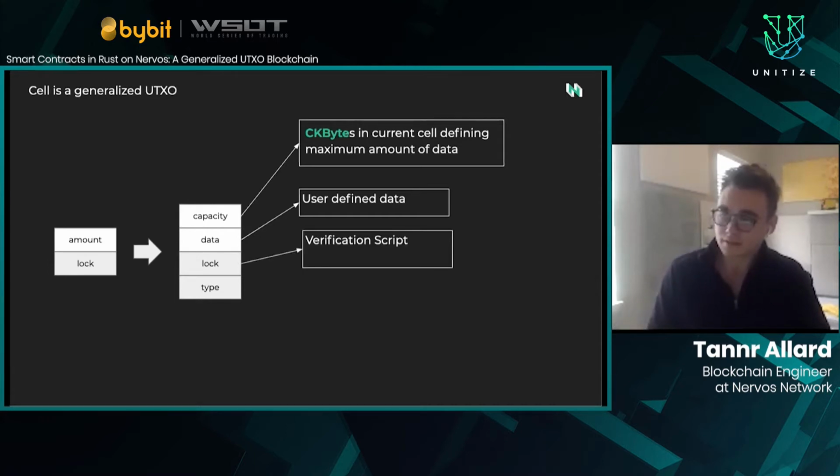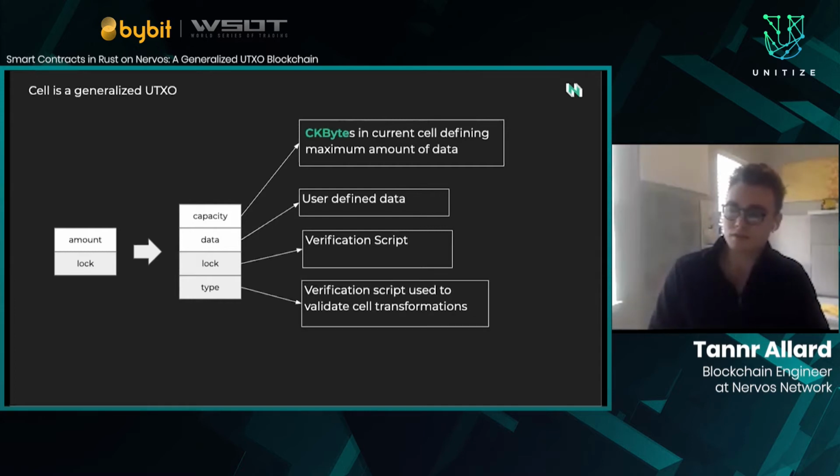Lock is similar to what you think about with UTXO lock scripts. So in order to spend or consume a cell, you need to be able to unlock it, right? And type is an interesting addition, which is another verification script. It's used to validate cell transformations. Whereas locks ensure that only the person or parties who can unlock the cell can spend or consume it, and therefore operate on inputs purely, a type script executes on inputs and newly created outputs.